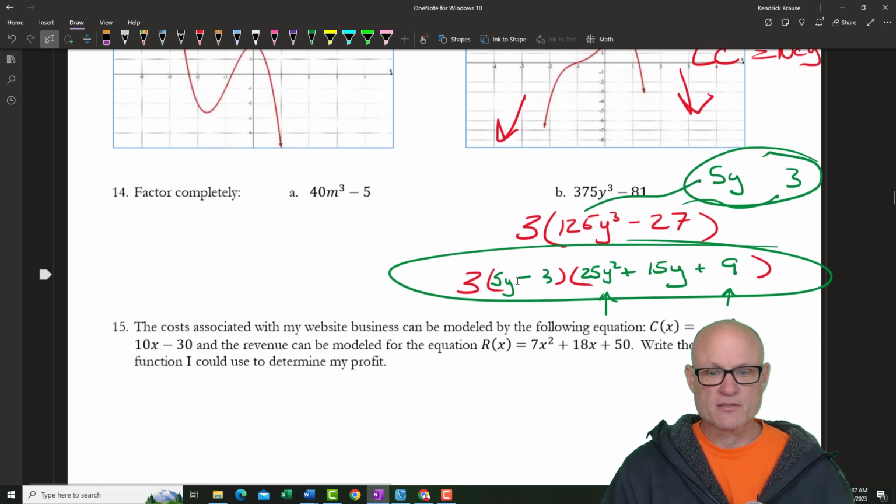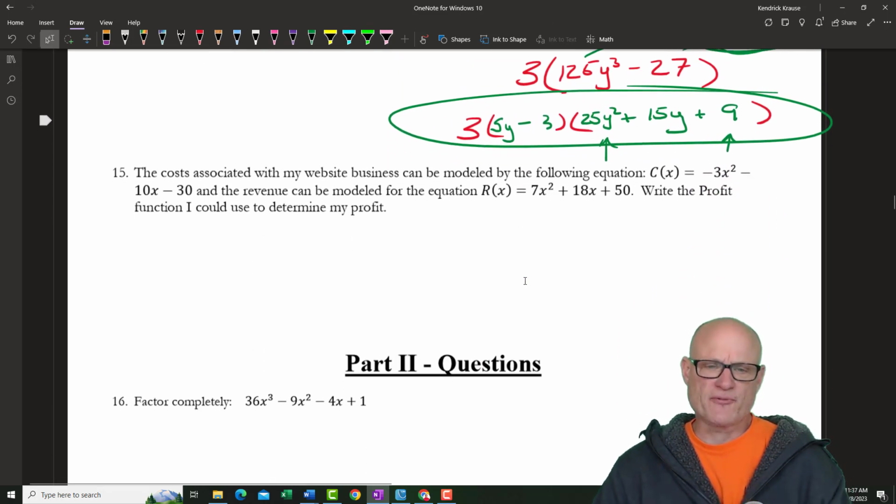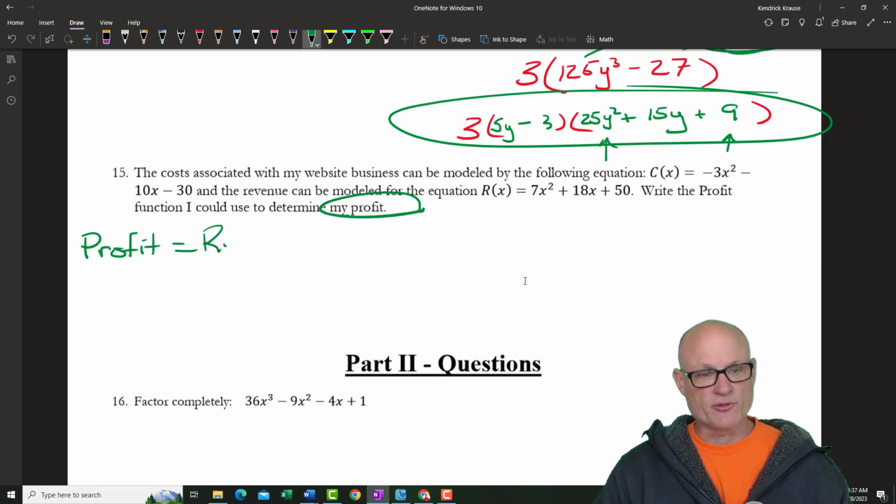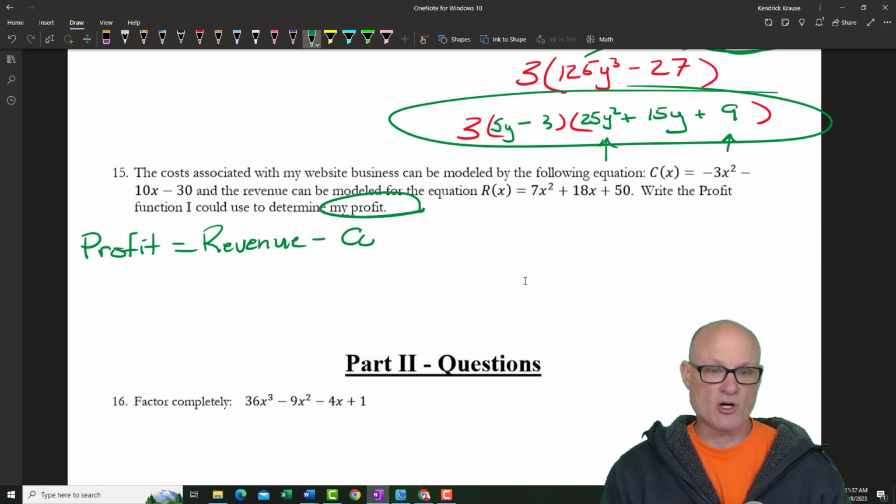15. Not sure 15 is going to be on a test, but profit, this could come up on the region. Sometimes this comes up on the region, so I wanted you to see it. Profit is always equal to your revenue, in other words, revenue, the money you're bringing in, minus your costs. So this is a dumb way to ask you this question.